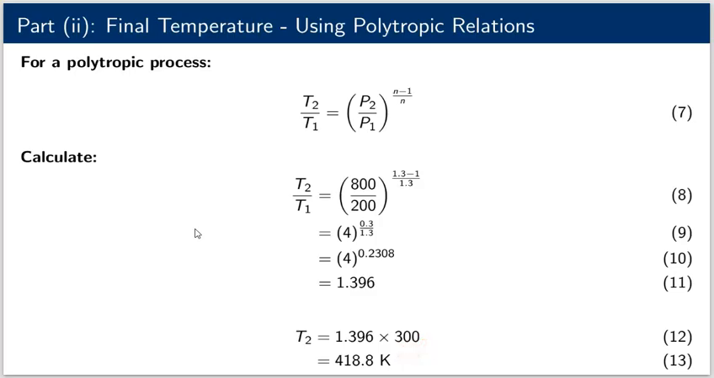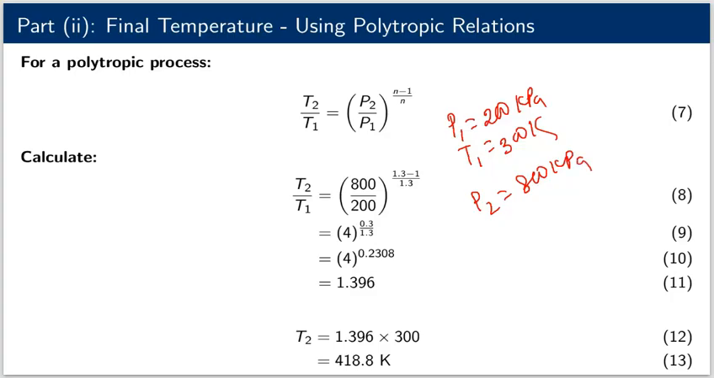Here, T1 we know, and T2 we have to calculate. T2 is 418.8 Kelvin, where P1 is 200 kPa and T1 is 300 Kelvin. So we got P2 that will reach 800 kPa, and T2 that we got from the calculation is 418.8 Kelvin.